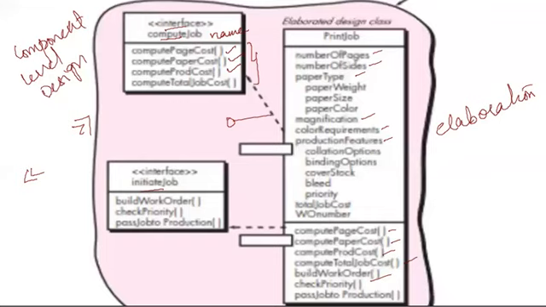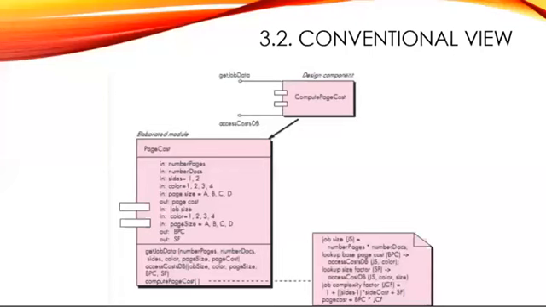So this is your object oriented view. The second one is conventional view. Now, in the context of conventional view, the component is going to have the definition as: component becomes the functional element of a program.